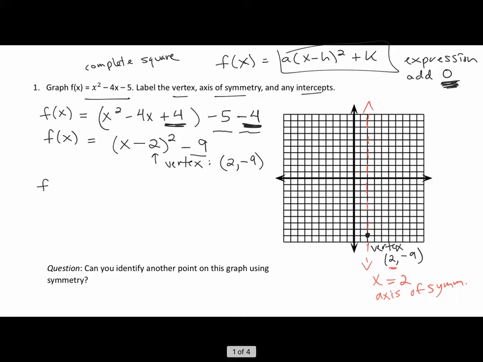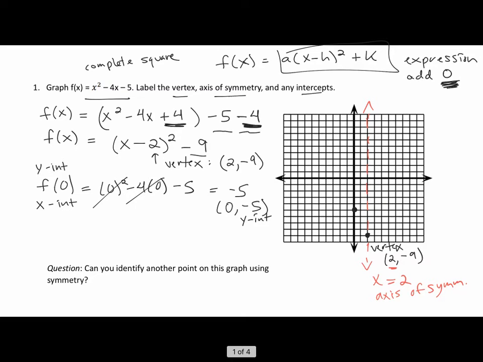Intercepts. Let's look at the y-intercept first. Find the y-intercept, we set x equal to 0. So 0 for x, 0 for x, and let's see what happens with y. That's 0 plus 0 minus 5, so negative 5. That makes the y-intercept 0 for x, negative 5 for y. So 0, negative 5 is right there. That's the y-intercept.